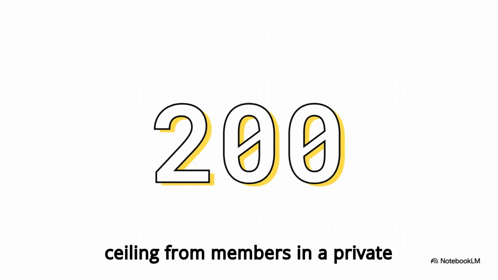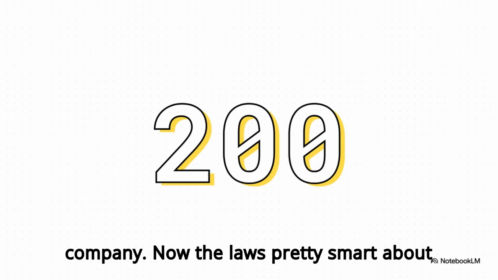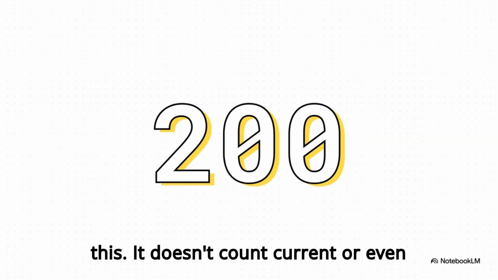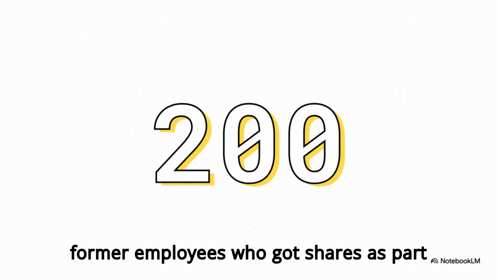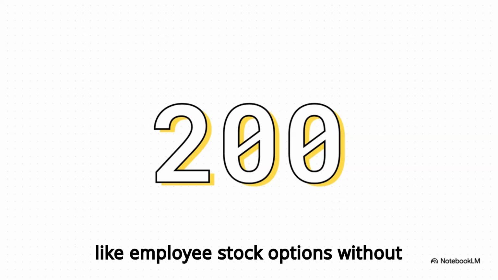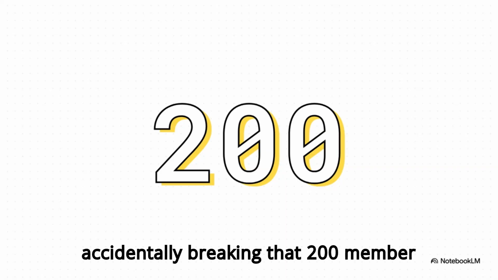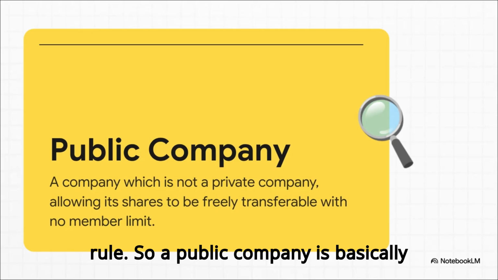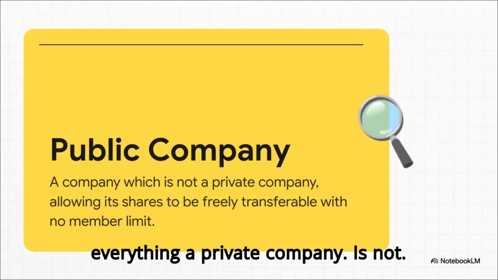That is the absolute legal ceiling for members in a private company. Now, the law is pretty smart about this. It doesn't count current or even former employees who got shares as part of their job. And that allows for things like employee stock options without accidentally breaking that 200-member rule. So a public company is basically everything a private company is not.